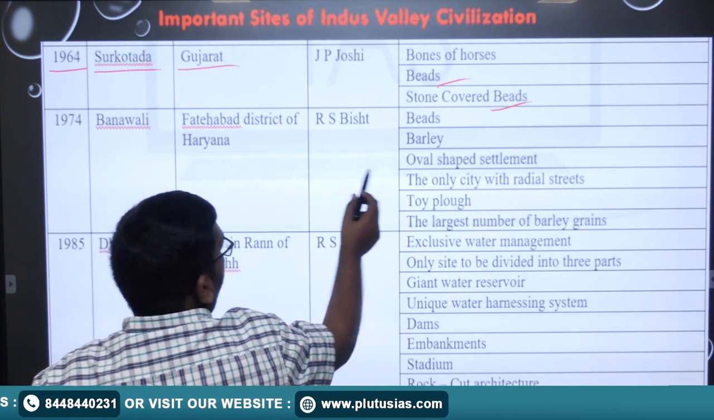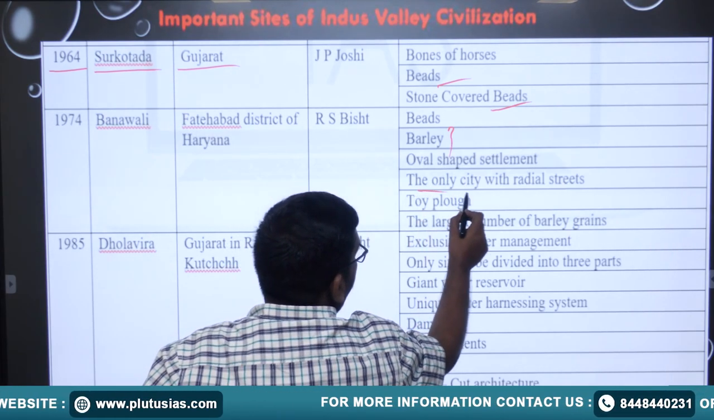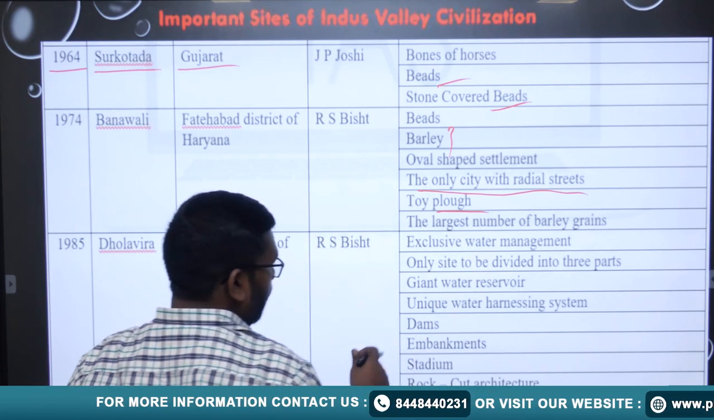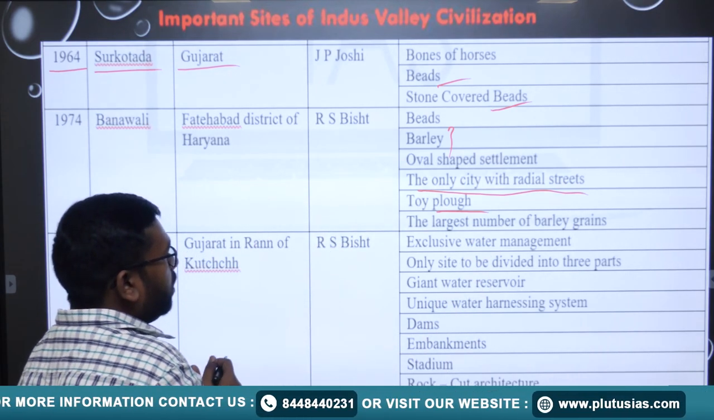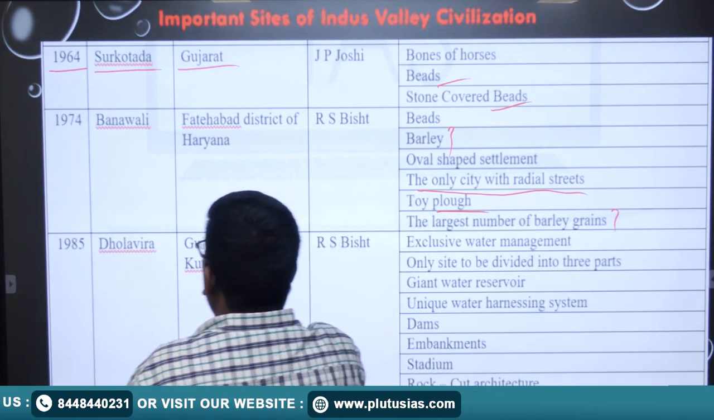From Banawali, we have found evidence of barley. They used to have the only city with a radial street plan. They had a twice plough system. The ploughing of land twice was found from here. And then we have the largest number of barley grains available from the Banawali region.